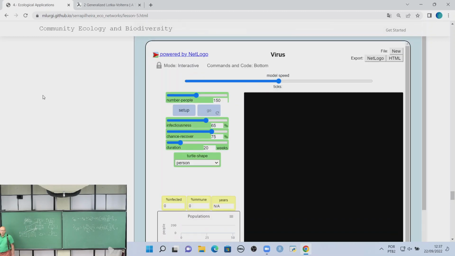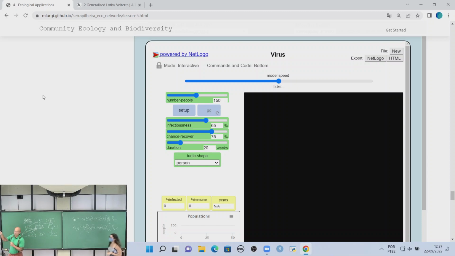It's really good to give you an understanding of the concept of emergence at the system level from local interactions. So here, you only define local rules of what happens when one individual finds another individual and how they move across the landscape.